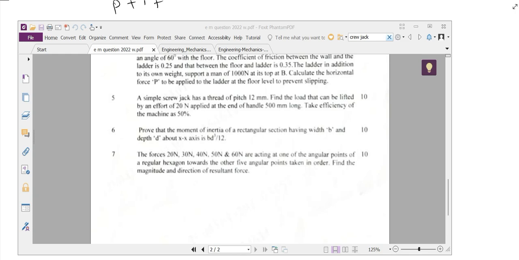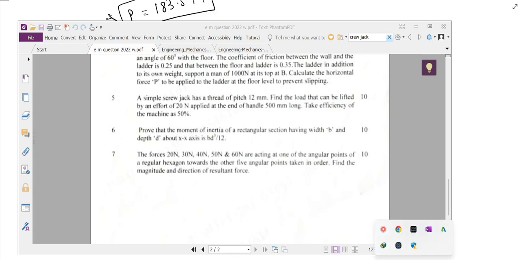Next question, question number 5. A simple screw jack has a thread of pitch 12 mm. Find the load that can be lifted by an effort of 20 Newton applied at the end of the handle 500 mm long. Take efficiency of the machine as 50%.